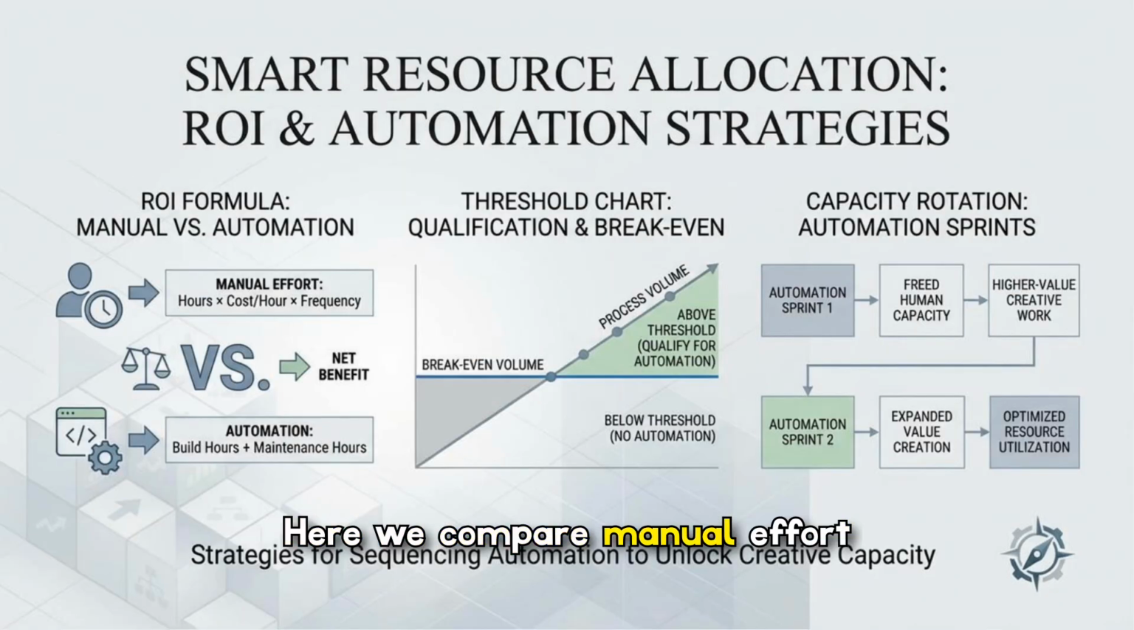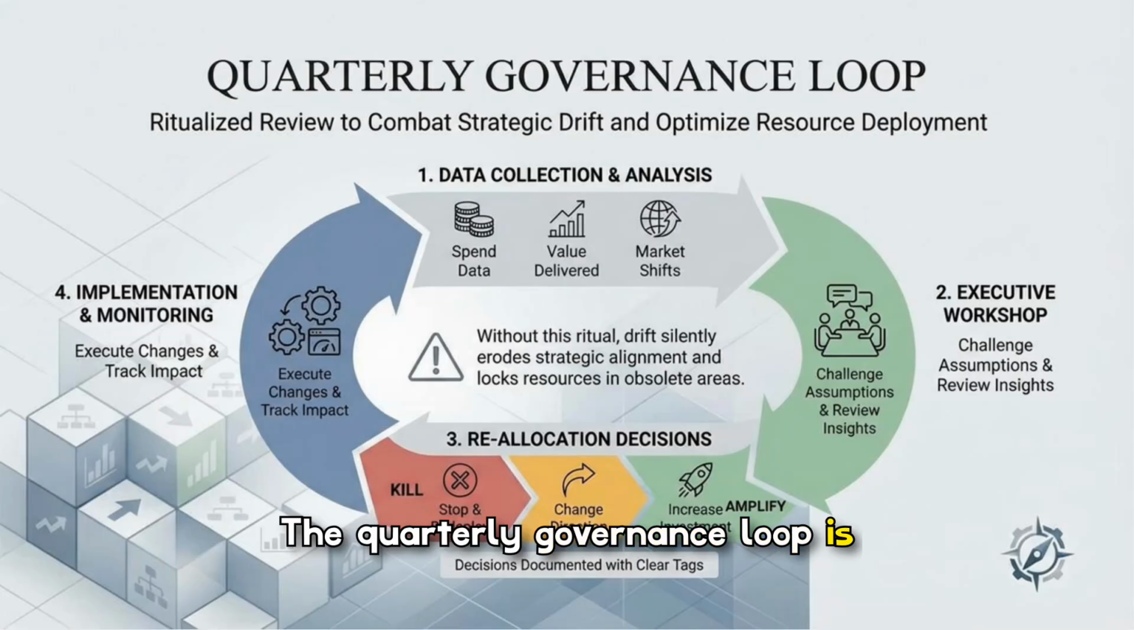Here we compare manual effort to automation and introduce a simple ROI mindset. Quantify hours, cost per hour, and maintenance, then map process volume to a break-even threshold that qualifies work for automation. The approach advocates sequencing automation in sprints so early wins free human capacity for creative, higher value work, while later automation expands value creation and optimizes resource utilization over time.